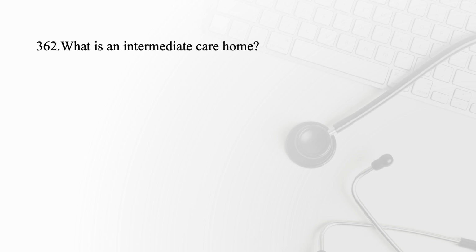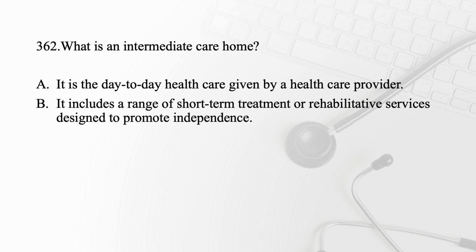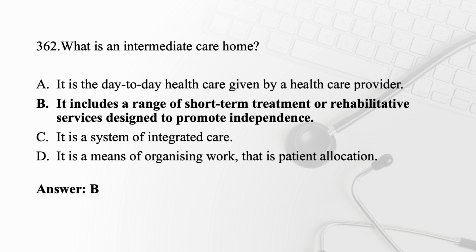Question number 362. What is an intermediate care home? Option A, it is the day-to-day health care given by a healthcare provider. Option B, it includes a range of short-term treatment or rehabilitative services designed to promote independence. Option C, it is a system of integrated care. Option D, it is a means of organizing work, that is patient allocation. The correct answer is option B, it includes a range of short-term treatment or rehabilitative services designed to promote independence.